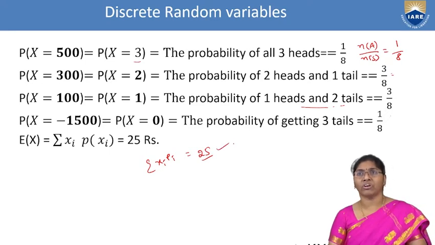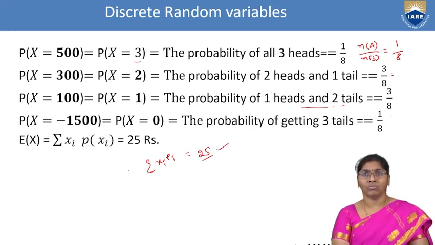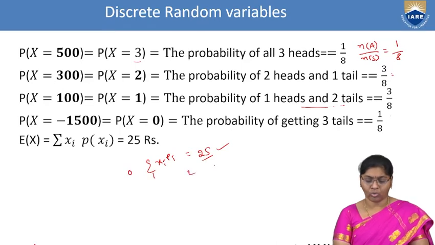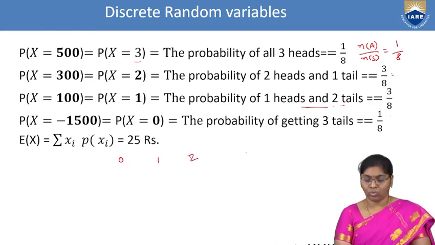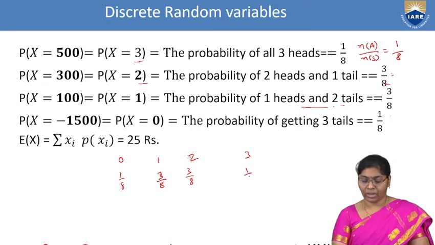Now the table, for example, we are considering the table with values 0, 1, 2, 3. First of all, we are calculating the probability distribution table 0, 1, 2, 3. The 0 means here we get 1 by 8. Now the 1 means here we get 3 by 8. Again 2 means here we get 3 by 8. Next 3 means 1 by 8.